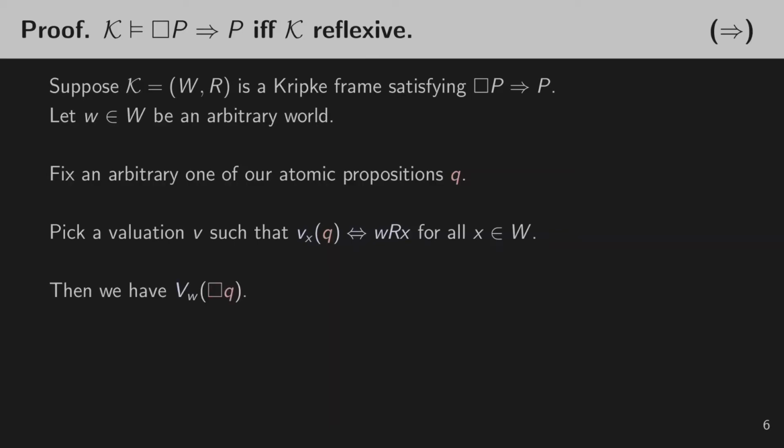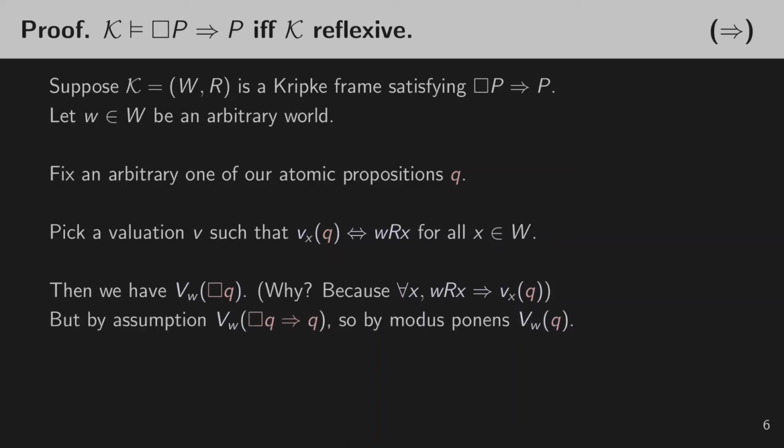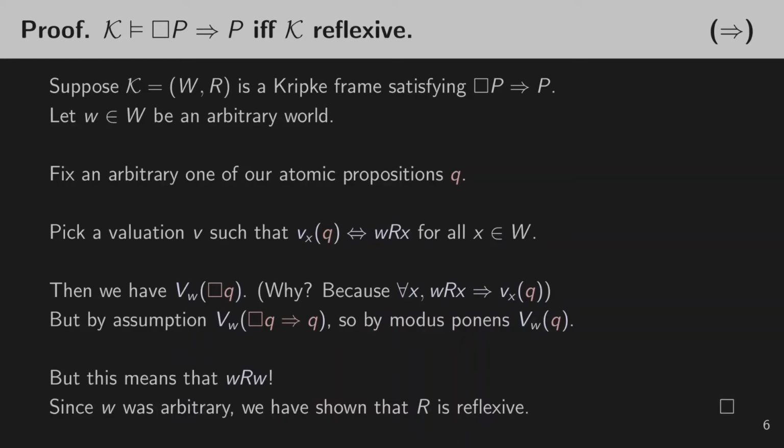From this, we can conclude that box Q will be true at W. By definition, we said that box Q will be true at a world W, if and only if, for all worlds that W points at, Q will be true there. But by assumption, box Q implies Q should be true in every world under every valuation, so in particular it should be true here at W, but we already have that box Q is true at W, so by modus ponens, Q should be true at W. But what does that mean? Well, just from the definition above, it means that W points to W, and hey, we've proven that W is reflexive for an arbitrary world W.